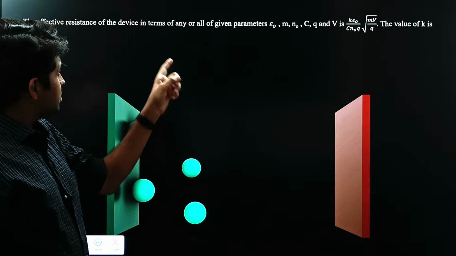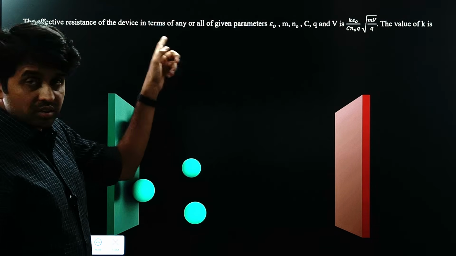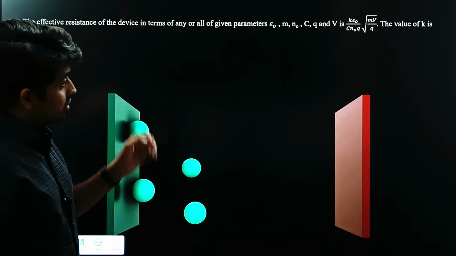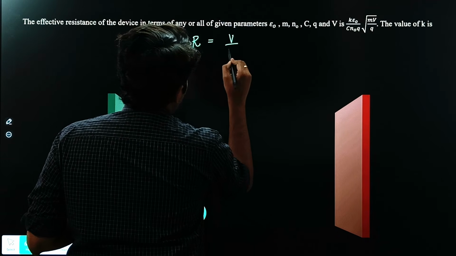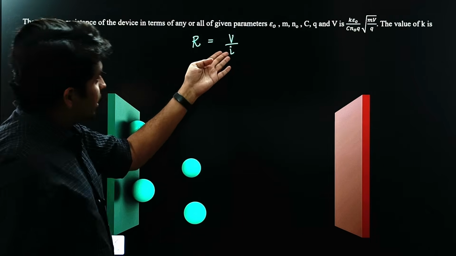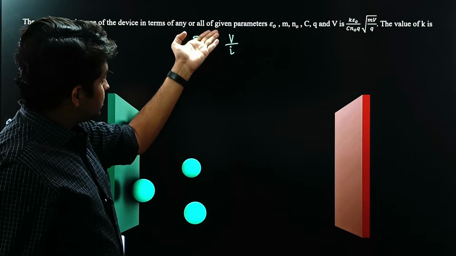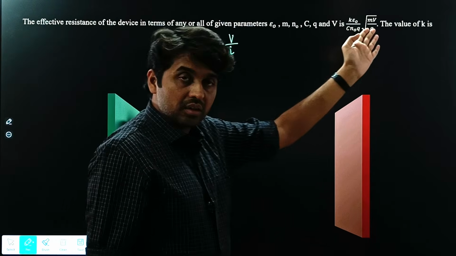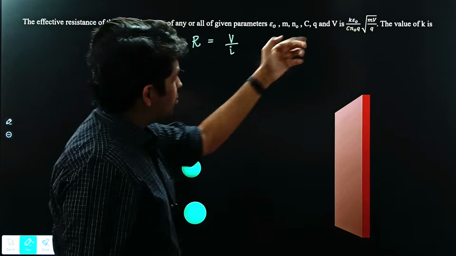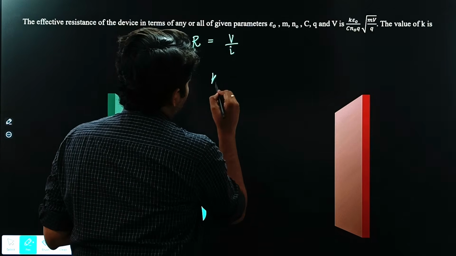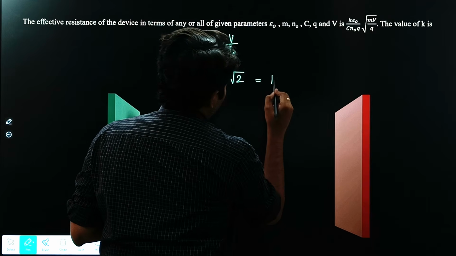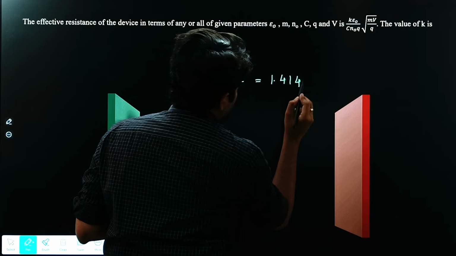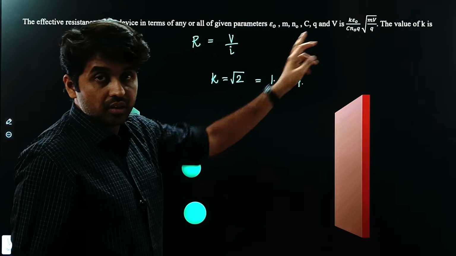There is another question. It's asking what is the effective resistance of this device. So the effective resistance we can say R equals V by I. We have already found out I. Just put V by I and you will get the answer. So for this you directly get K equal to root 2, that is equal to 1.41. That is the value of K in this answer.